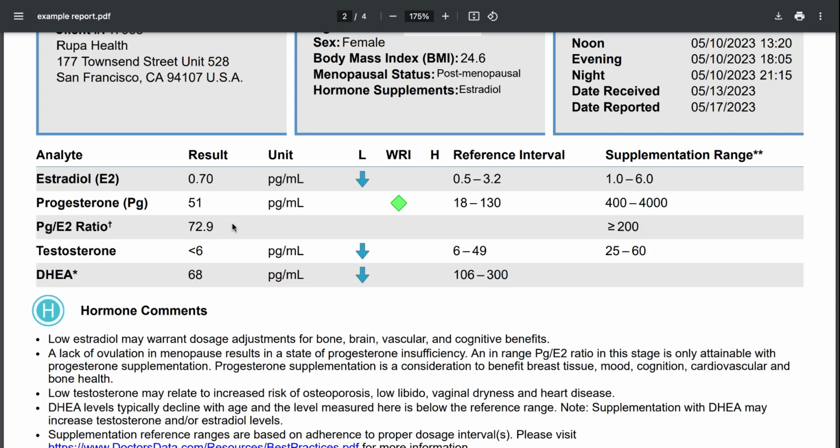Here, we can look at it from a standpoint of how well it is balancing estradiol. That's one of its main jobs. So that's what this ratio is. This progesterone to estradiol ratio is a measurement of how well progesterone is balancing the estradiol she has on board. So we're looking for something ideally over 200, or at least over 200. Over 200 is where one doctor saw improvement in bone health with progesterone use. I see women feeling better over 400, and she's at 72.